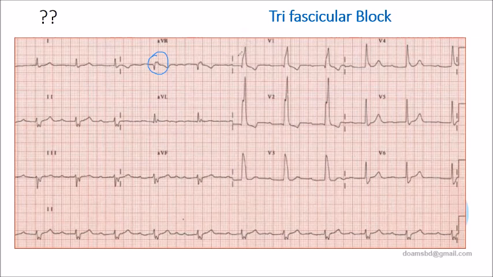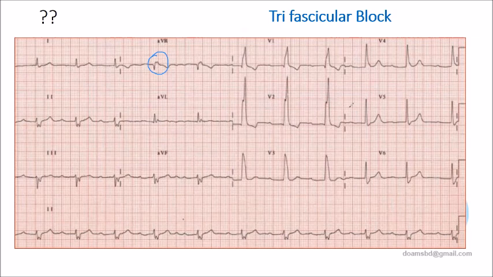As V1 is high here, more likely it is right axis deviation. Yes, better to say right axis deviation. V1 should not be like that; V1 should be smaller. As V1 is high, it seems to be right axis deviation. So wherever there is right axis deviation, we can say there is right anterior fascicular block.